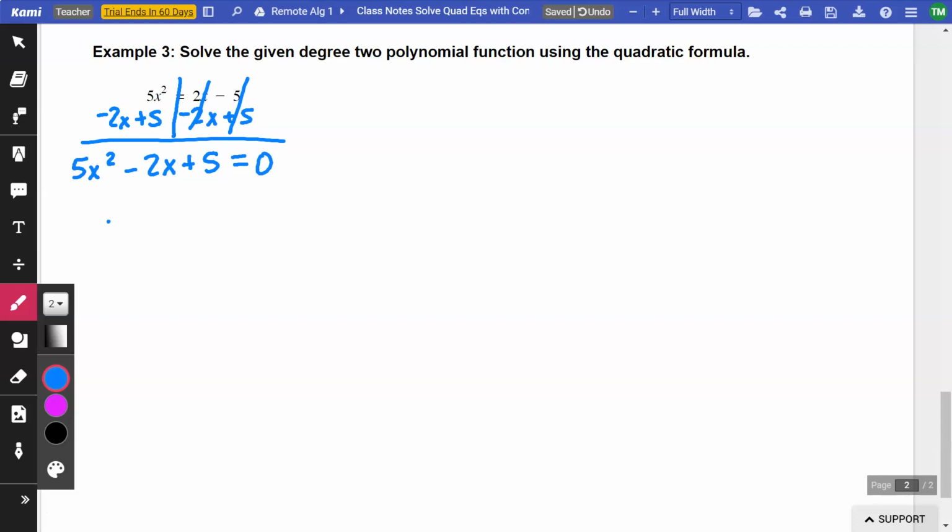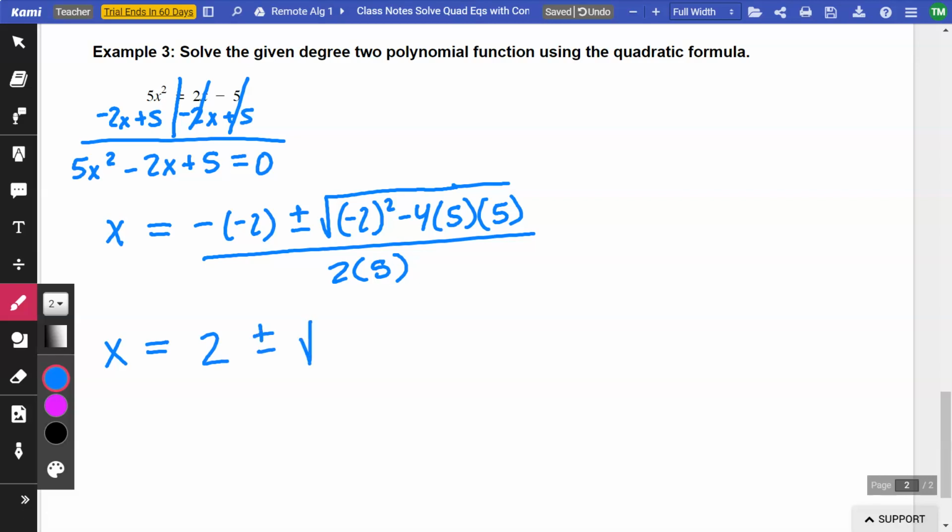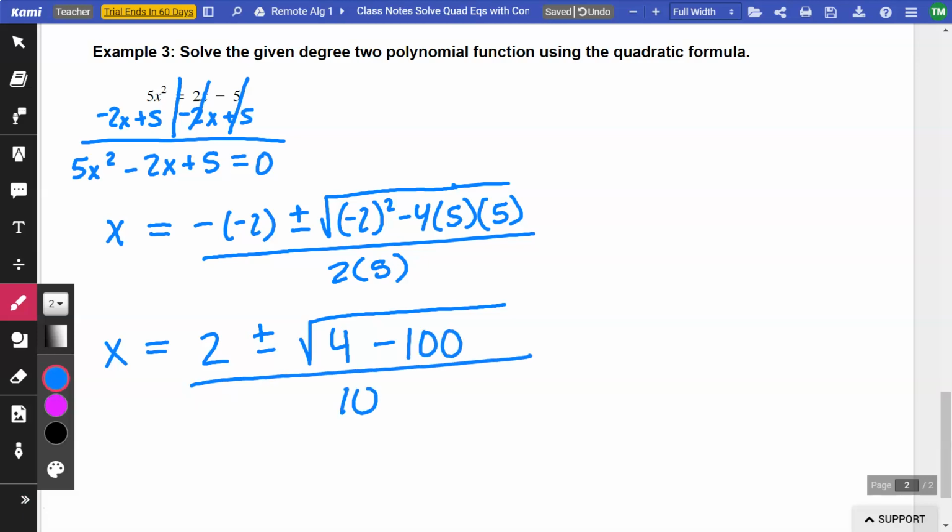Let's go ahead and plug this into the quadratic formula. X equals the negative of negative 2 plus or minus the square root of negative 2 squared minus 4 times a times c, so 5 times 5, all over 2 times a, so 2 times 5. X is equal to, the negative of negative 2 is 2, plus or minus the square root of negative 2 squared is 4, and then negative 4 times 5 is negative 20, and then negative 20 times 5 is negative 100. All over 2 times 5, which is 10.